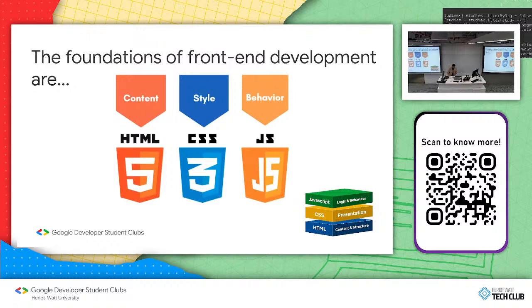HTML deals mostly with the content and the structure of your website. CSS deals with the styling, or how the website is presented to the end user. And JavaScript is more like the brain of the website, where it handles all the logic and the behavior. So when a user interacts with something, it's most likely JavaScript that handles the interaction.